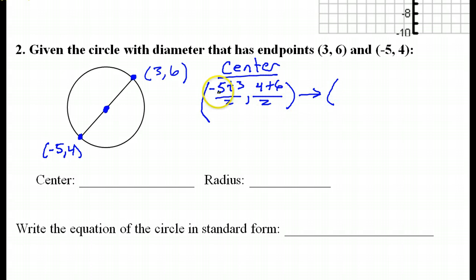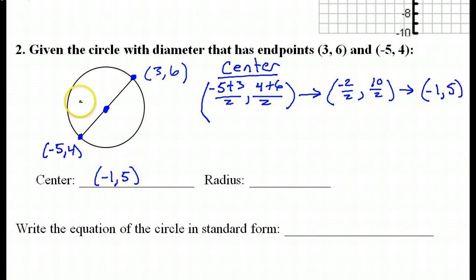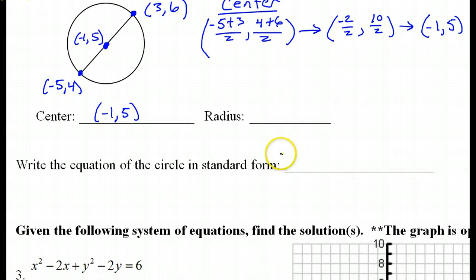So that's going to lead me to -5 + 3 is -2 over 2, and that's 10 over 2. Okay, so that's -1, 5. So that is the center of my circle, -1, 5. I could put it in here. Why not? Now, so I've got the center.